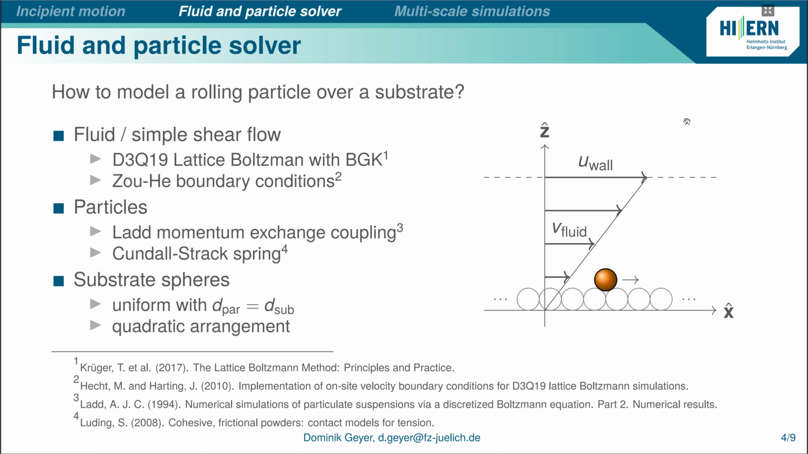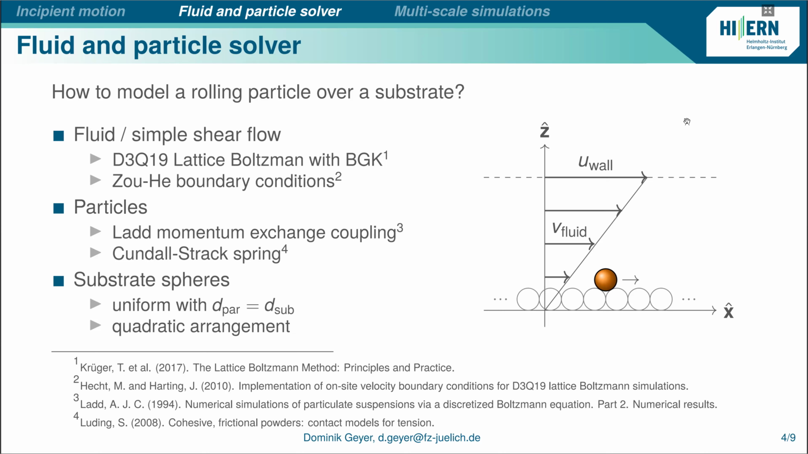Of course, I use lattice Boltzmann, with the standard D2Q9 lattice and the BGK operator. Special to my case, I use Lees-Edwards boundary conditions, which were implemented by Jens Harting and Martin Hecht, to generate a shear flow. So we just have a simple shear flow generated by the boundary conditions.